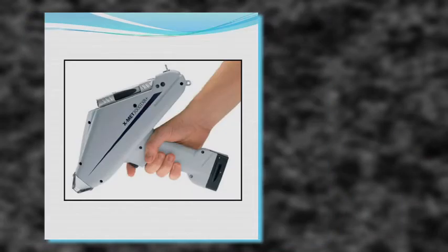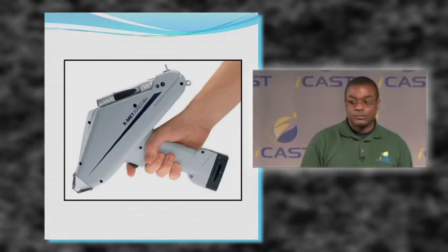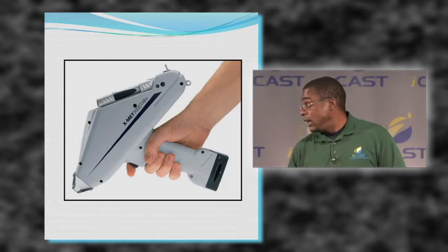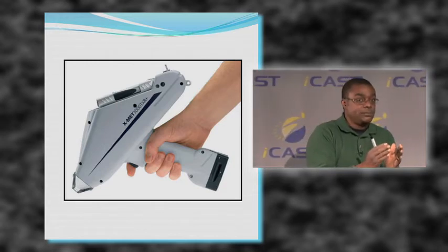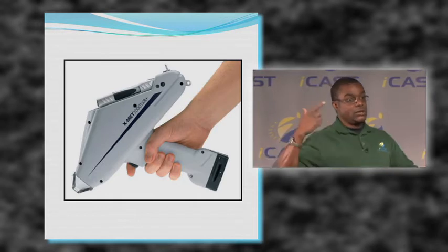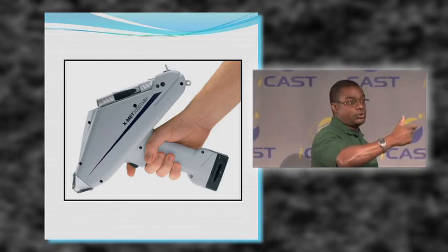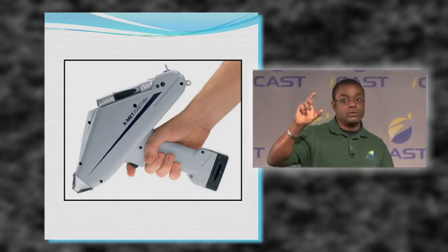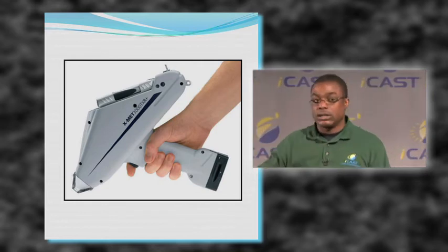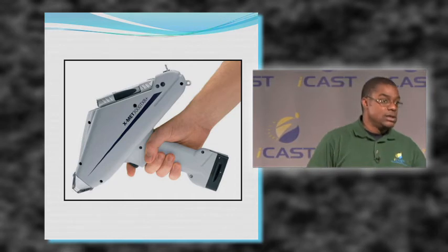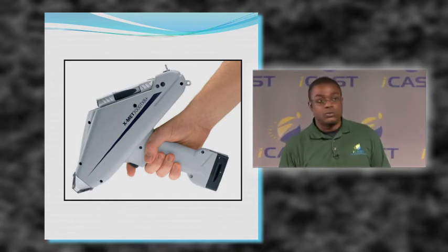The next, you see this gun. This is the X-Met. It's got a radioactive isotope on it. You take the gun, you put it up against the wall, you pull the trigger, and it tells you whether there's lead in the paint. These things are awesome, very, very convenient, not that expensive. They only run about $20,000.